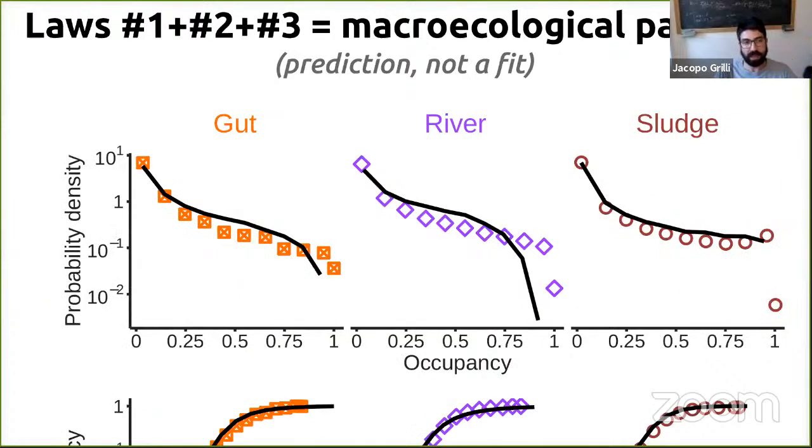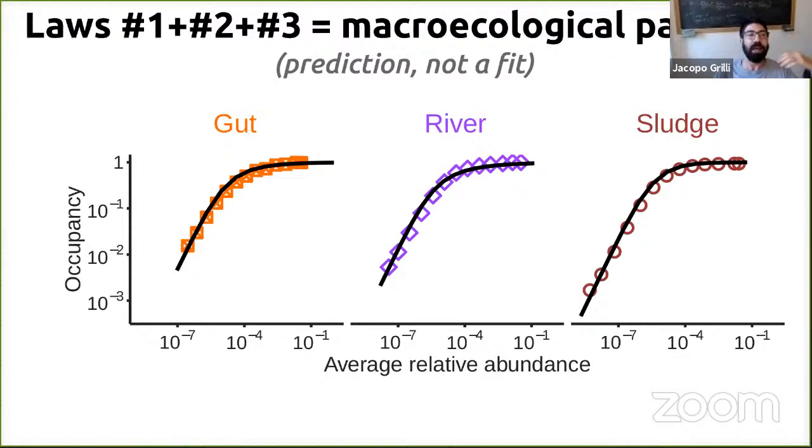You can look at the distribution of occupancy, so the probability that a given species is present in a given fraction of the samples. Again, it works fairly well. You can look at the relation between occupancy and the average relative abundance. So what is the fraction of samples that a species with a given average relative abundance is present in? The prediction works like that. So this is a reasonably good model which agrees with many statistical properties of these communities.